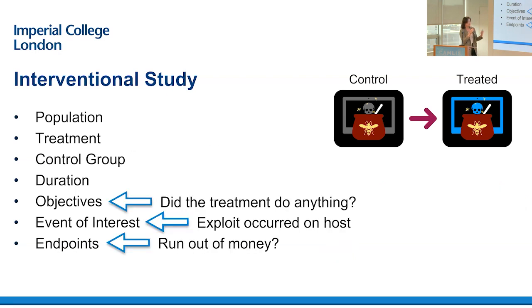We then have some objectives. So did the treatment do anything, right? That's the whole point of an interventional study. I've changed it in some way. Did what I thought would happen actually happen? And then we're telling whether that happened based on events of interest. So for a honeypot, that might be whether an exploit of a particular kind occurred on a host. And then, of course, we have to have some endpoints. So do we run out of money? That's always a pretty big concern.